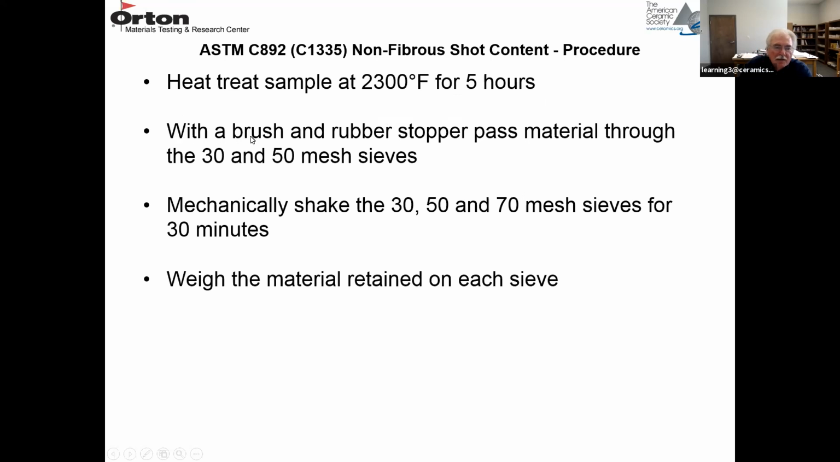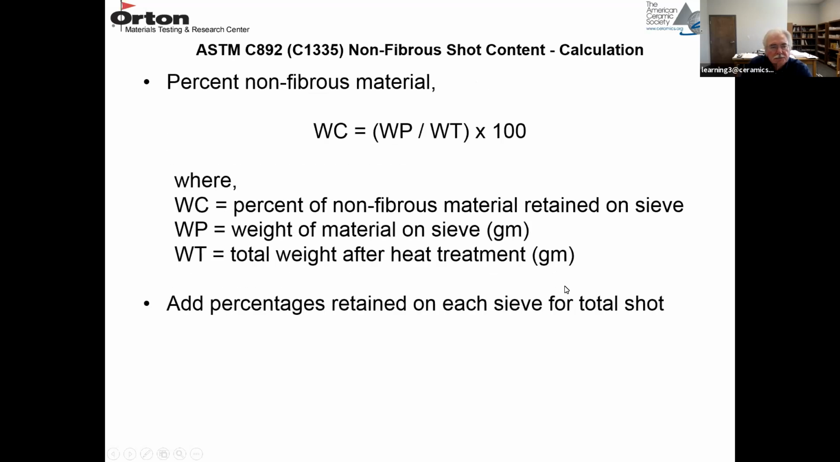So you manually, with a brush or a rubber stopper, basically just press on the material and force it through these sieves, 30 and 50. And then you shake it in a mechanical shaker in a stack of these 3 sieves, 30, 50, and 70 for 30 minutes. And then you weigh the material retained on each sieve. And that will be the shot content.